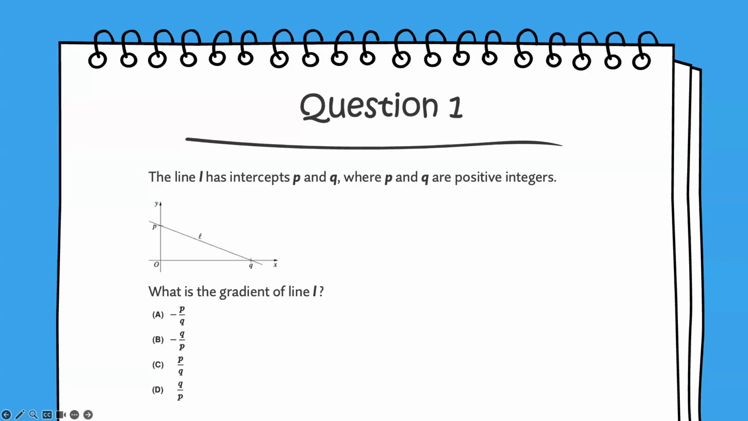The first question here requires us to find the gradient of this line from this graph. Remember that gradient just refers to the slope of a line, right? How steep a line is. Okay, so there's two things to look for when we're looking at the gradient.